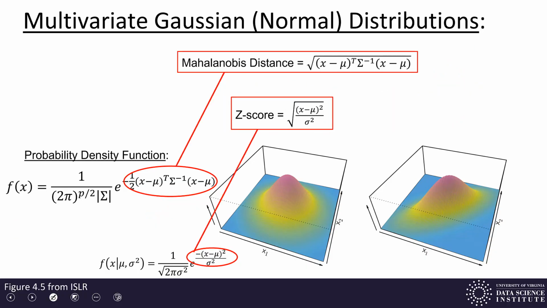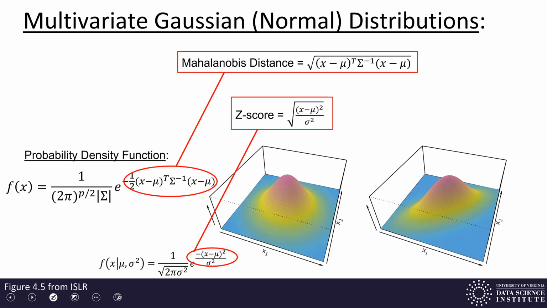This function in the top of the exponential here, in the single variable case, is called a z-score. If you take the square root of that portion of the top function, right, it's a distance from the mean squared divided by the variance, take the square root of that and it gives you a z-score. In the multivariate case, this is called the Mahalanobis distance.